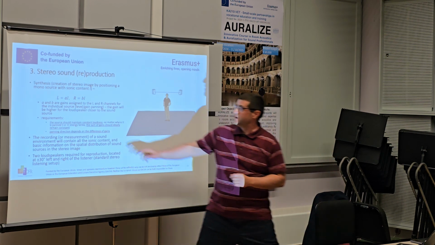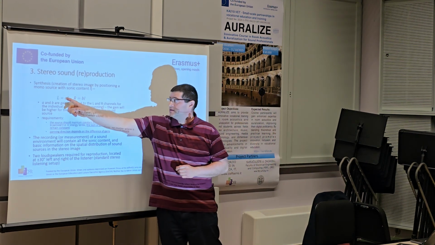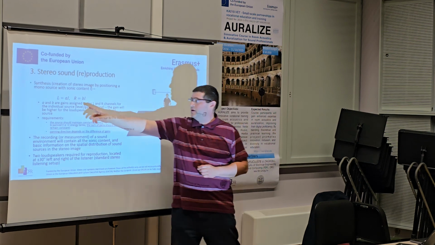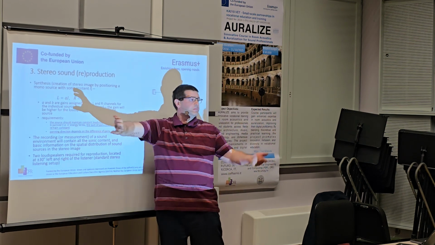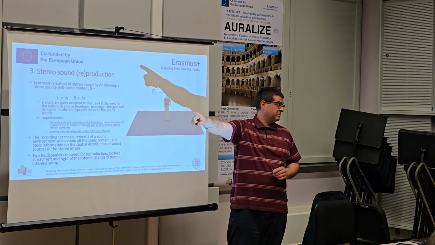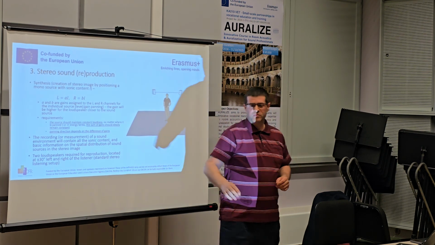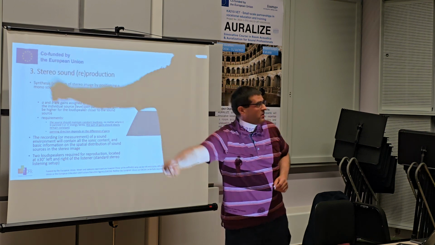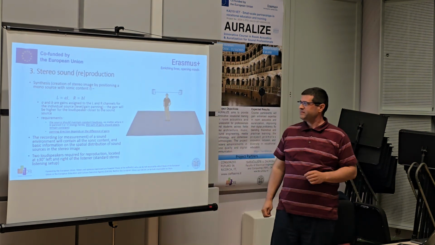So how does this look? If these are loudspeaker feeds, I is your source, you apply some gain on both of them. If A is greater than B, left will be louder, and you will perceive the source somewhere to the left, or vice versa.